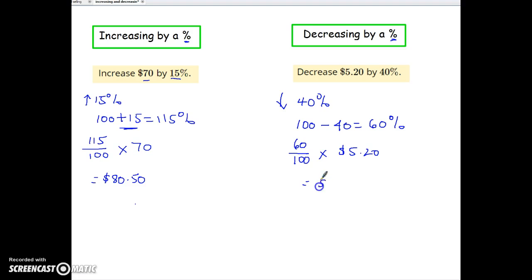And you should get an answer of $3.12. So it's going to be the same every time you do one of these. If you're increasing by 1%, you add it to 100. If you are decreasing by 1%, you take it away from 100, and then your percentage calculation is no different to what you've been doing for the other exercises.